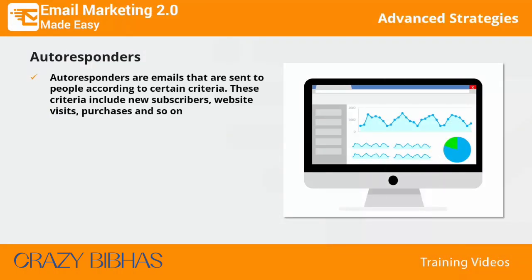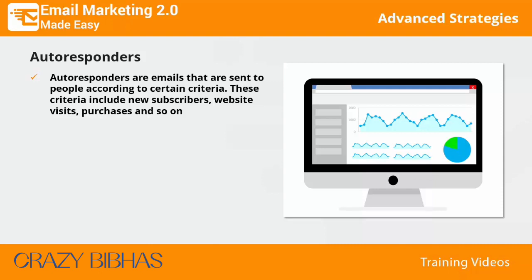Autoresponders. Autoresponders are emails that are sent to people according to certain criteria. These criteria include new subscribers, website visits, purchases, and so on.